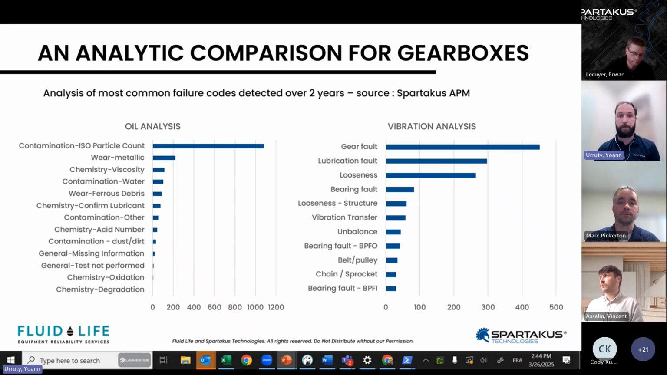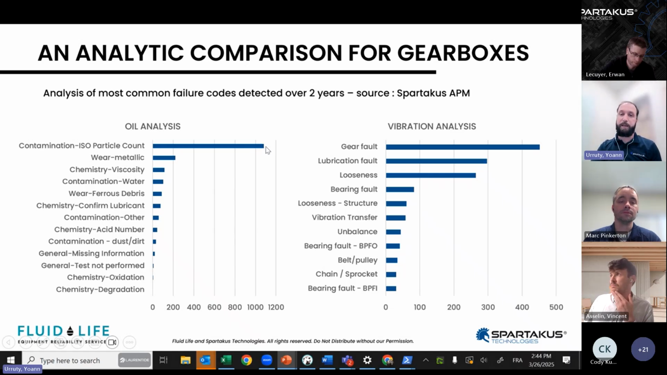The failure codes are done in a standard way, right? It's the same people in the same company that flag these issues, so it's very standardized, and you can easily trust that data. Of course, for gearboxes, the number one failure code with regards to oil analysis is contamination and particle count, right? This is what comes out the most.